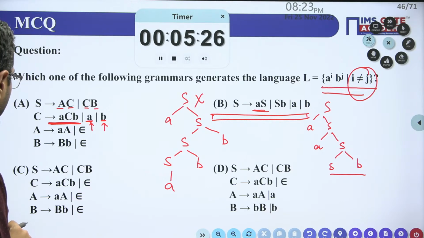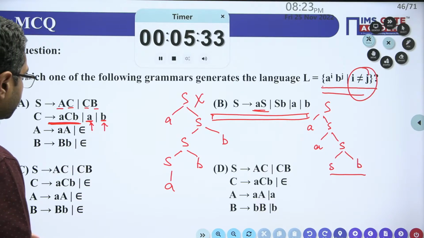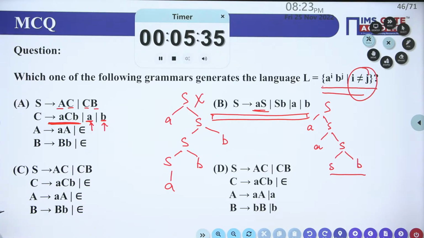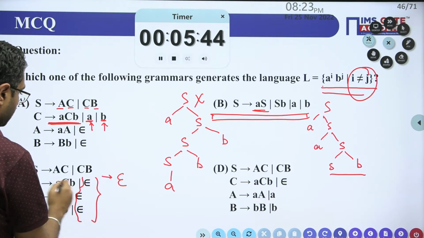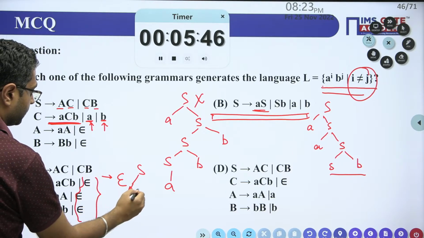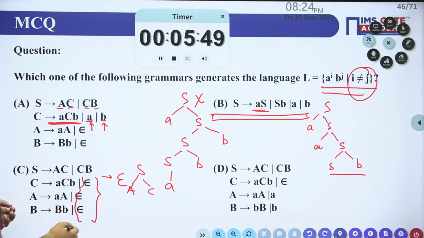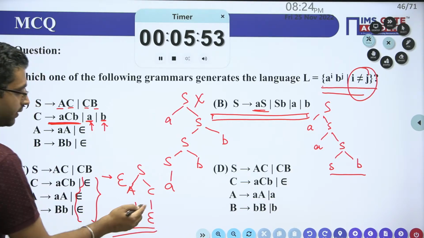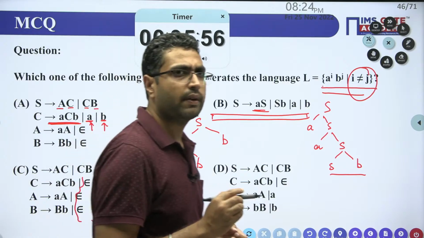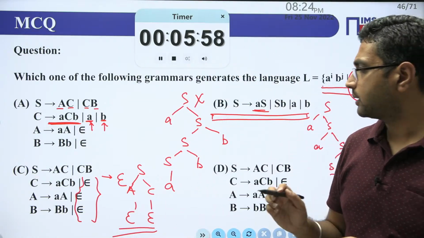That we have to find out. So why is it not correct? What is the issue with this? Why is A incorrect? For C it is very clear. I can also produce epsilon out of it. I will take S to AC, and I'll take A to epsilon and C also to epsilon. It also produces epsilon, which has I equal to J. In case of epsilon, I will be equal to J. Therefore, this is also incorrect.